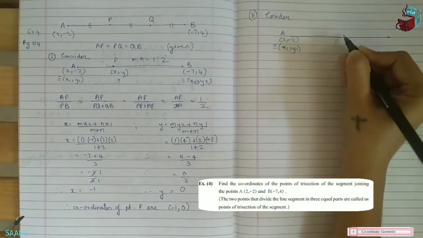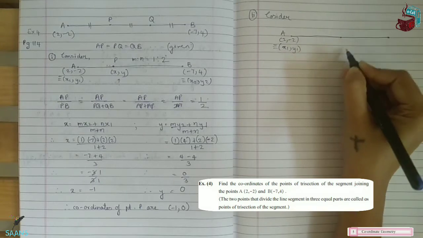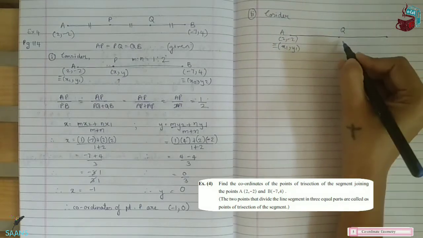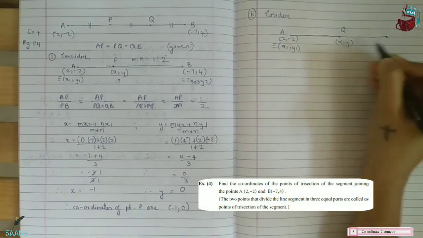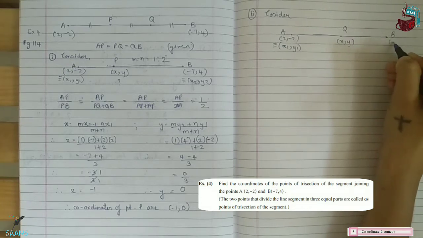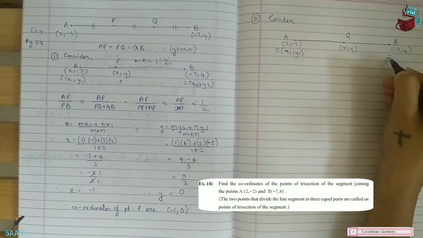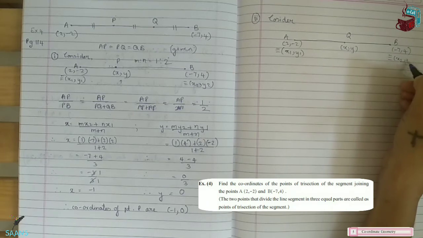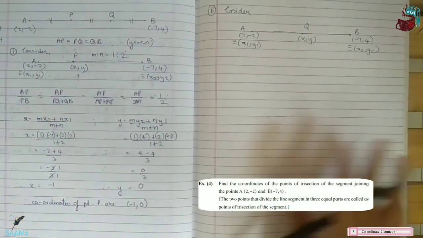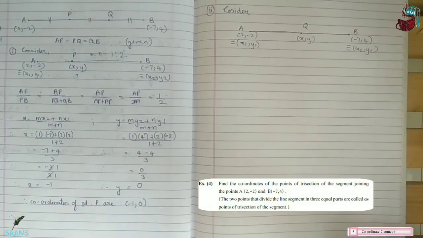x1, y1. Then Q is somewhere over here. Yes, it's not here. Q, let's take it as x, y. And B is minus 7, 4. Let's take it as x2, y2. Okay. Now, let's continue doing our sum.